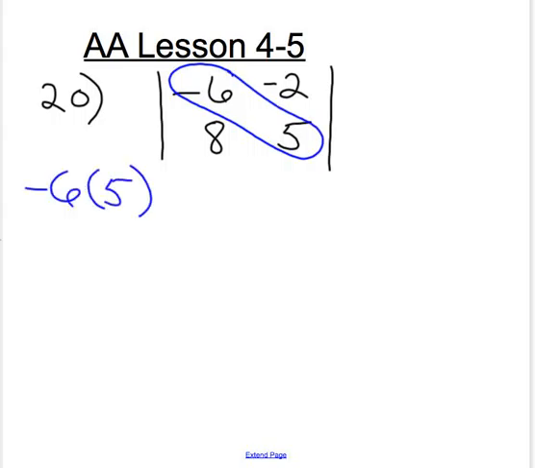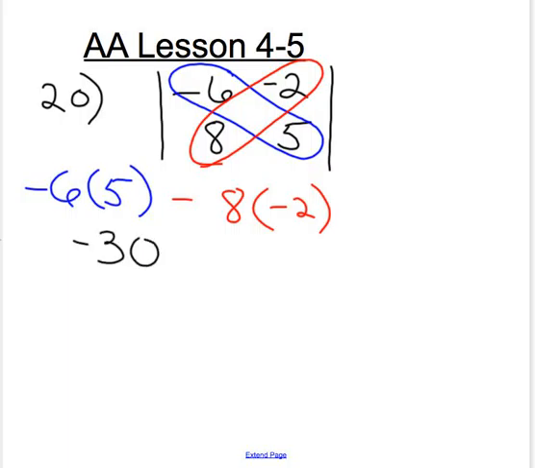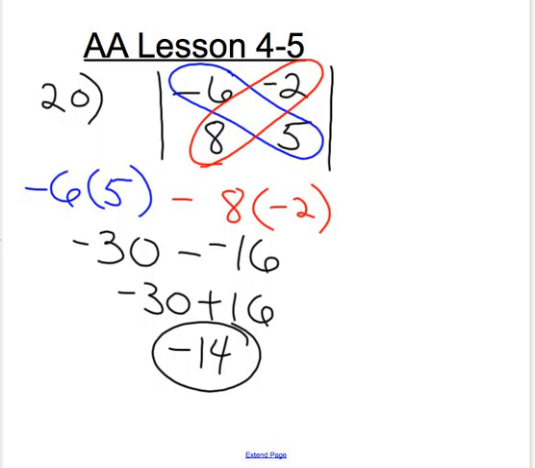-6 times 5. I also have to find the product of my other diagonal, which I'm circling in red. 8 times -2. I am going to find the difference in those two products, and that is considered my determinant. So my main diagonal has a product of -30. My other diagonal, a product of -16. So my determinant for this 2x2 matrix will be -14.